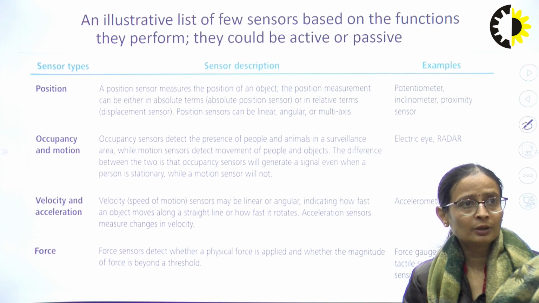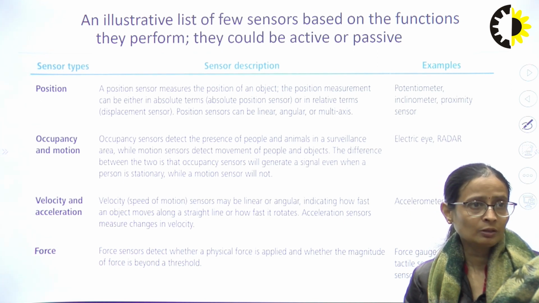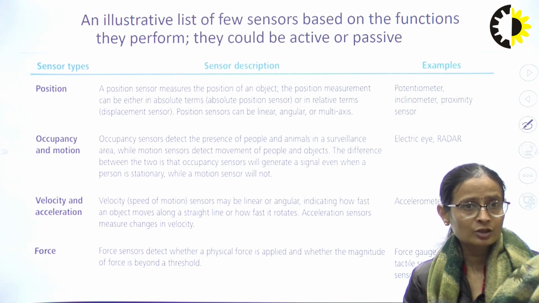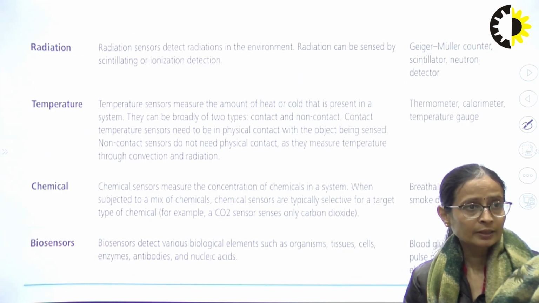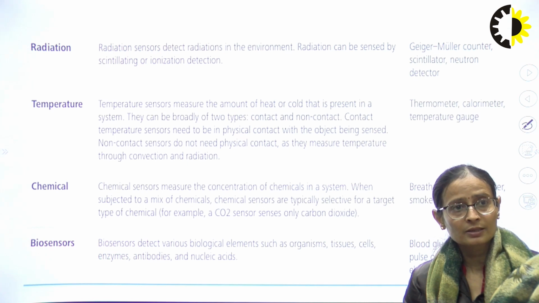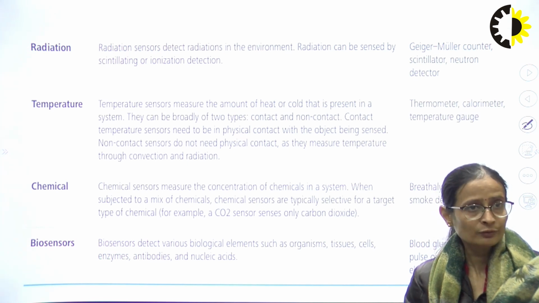These are a few sensor types: position, occupancy, velocity, acceleration, force, pressure, flow, radiation, temperature, chemical, biosensor. These are just the names of a few categories of sensors.